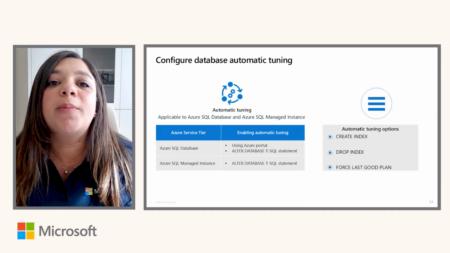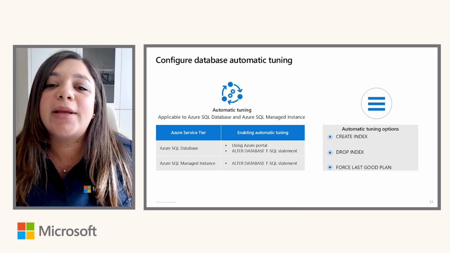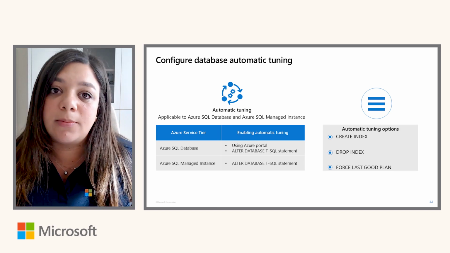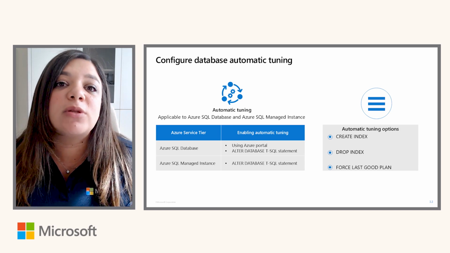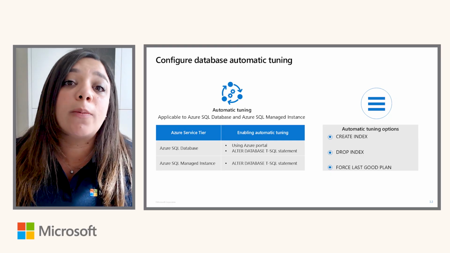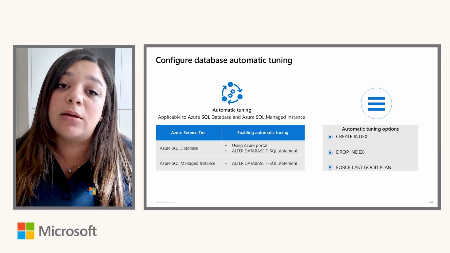Next, we focus on optimizing performance through automatic tuning. Know that automatic tuning ensures databases dynamically adapt to changing workloads and optimizes performance with, again, AI-driven recommendations. So just note the automatic tuning options and understand when to enable or disable automatic tuning settings.